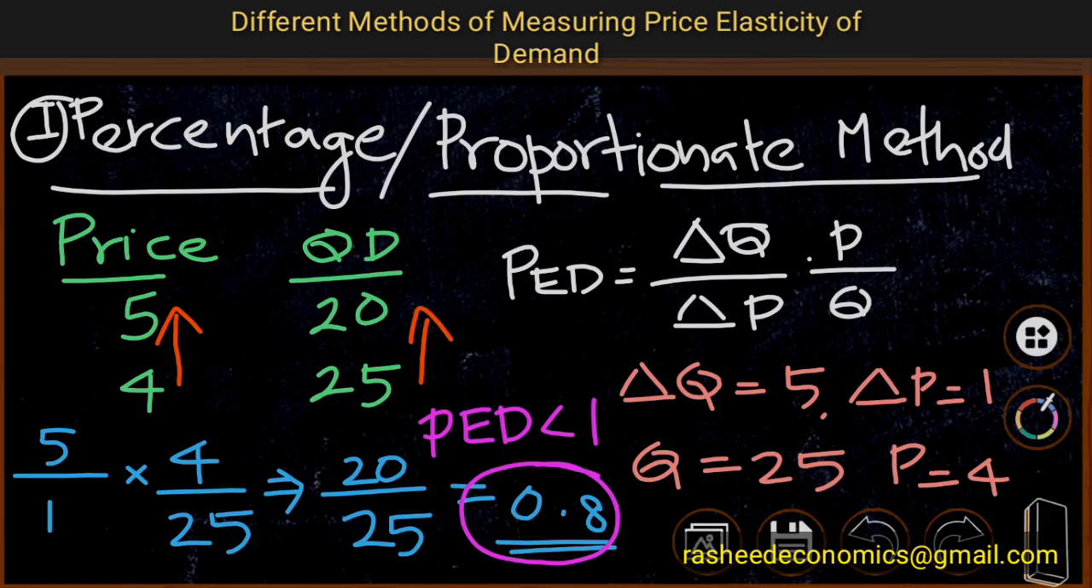Therefore the initial price and initial quantities have some relevance, and a change from A to B will provide a particular value of elasticity of demand, and a reverse change from B to A will give you another value of elasticity of demand. This is the main drawback of this percentage method. In order to overcome this drawback, we have introduced the arc method of measuring elasticity of demand.